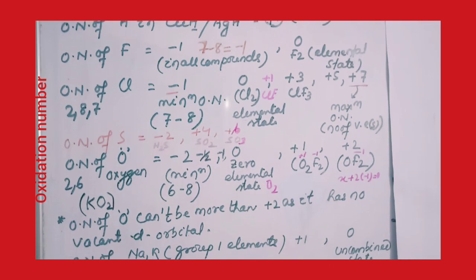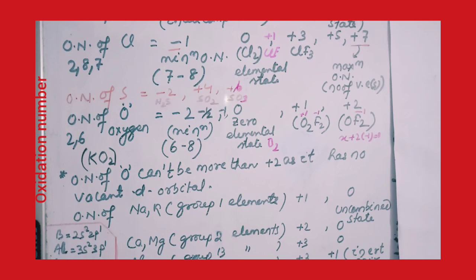In group 1, the elements are lithium, sodium, potassium. These are alkali metals. Let us take sodium as an example. The oxidation state of sodium in all its compounds is found to be plus 1. Similarly, the oxidation state of potassium in all its compounds is found to be plus 1. Usually these elements are electropositive, relatively more electropositive than the other element with which they combine. In uncombined state, the oxidation state is found to be 0.